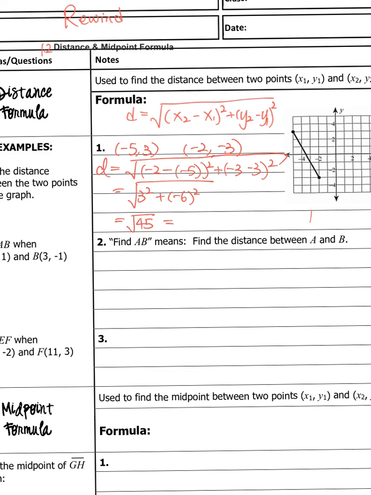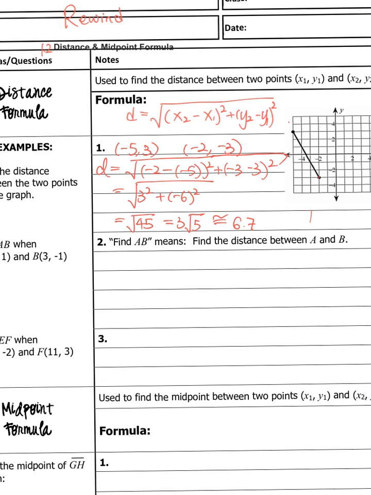If we want to simplify that, 45 is 9 times 5. So root 9 is 3. So it becomes 3 root 5. 3 root 5, if you use your calculator, is approximately 6.7. Okay, so the distance between point A, which is -5 and 3, and point B, which is -2 and -3, is approximately 6.7.